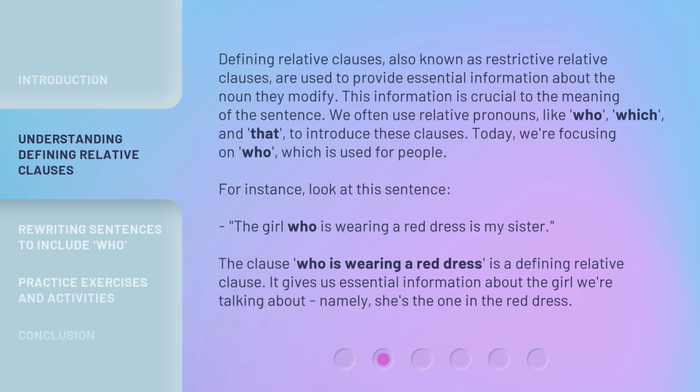For instance, look at this sentence. The girl who is wearing a red dress is my sister. The clause, who is wearing a red dress, is a defining relative clause. It gives us essential information about the girl we're talking about. Namely, she's the one in the red dress.